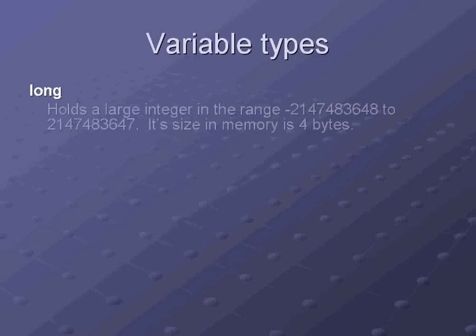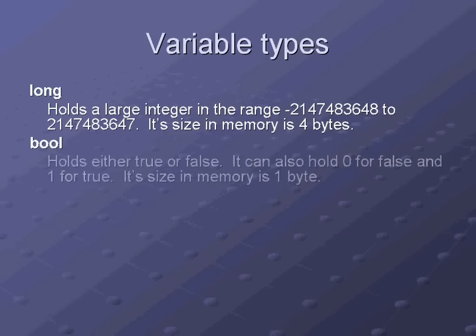Then we have a long, which acts the same as an int if the keyword is by itself. Still in the given range, and you'll see long in a few moments. Again, its size is 4 bytes. Then we have a boolean, or bool, which is a true or false value. It can hold 0 for false and 1 for true. Again, its size in memory is 1 byte.